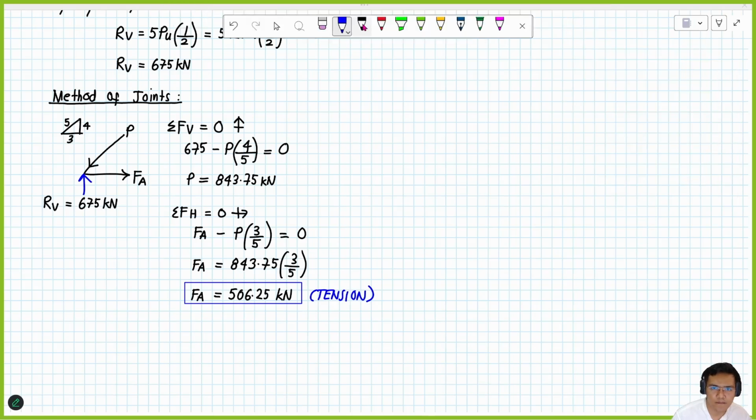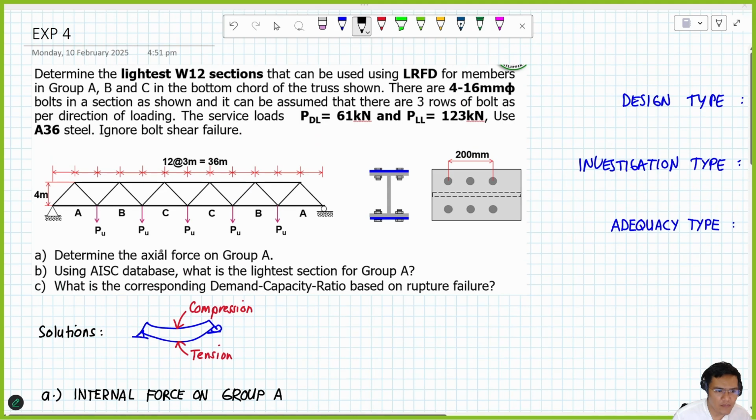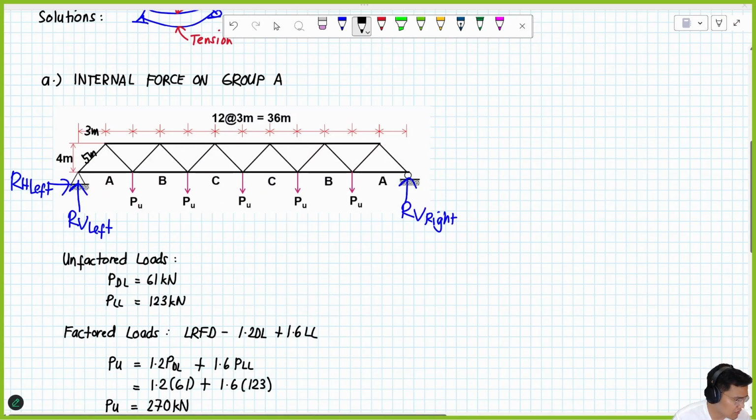Okay, sige. So, okay na tayo sa item number 1. We already have the actual force on member A. Next item is to use daw yung AISC database and ano daw yung pinakamagandang section, specifically W12 section na pwede mong gamitin for member A. Okay? So, yun nga, mag-design na tayo. Hahanapan na natin siya ng possible section. Sige, so let's proceed on the database.